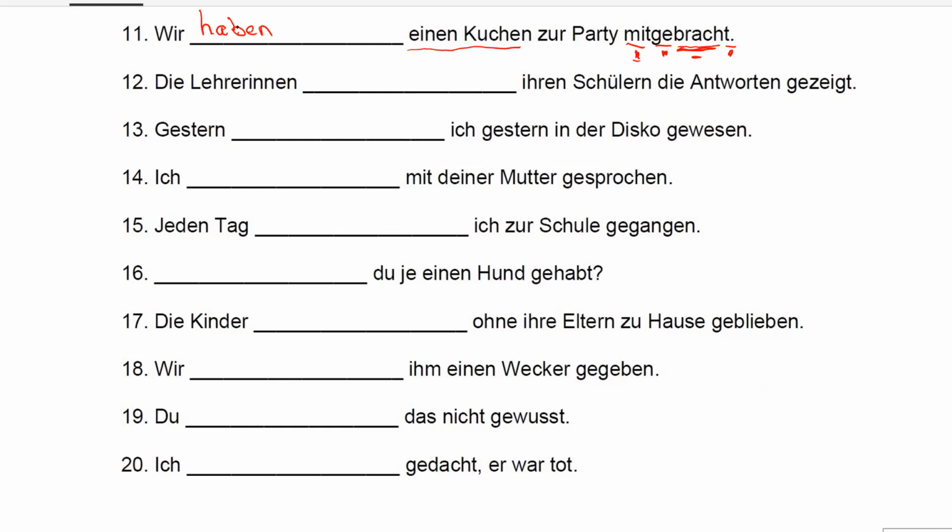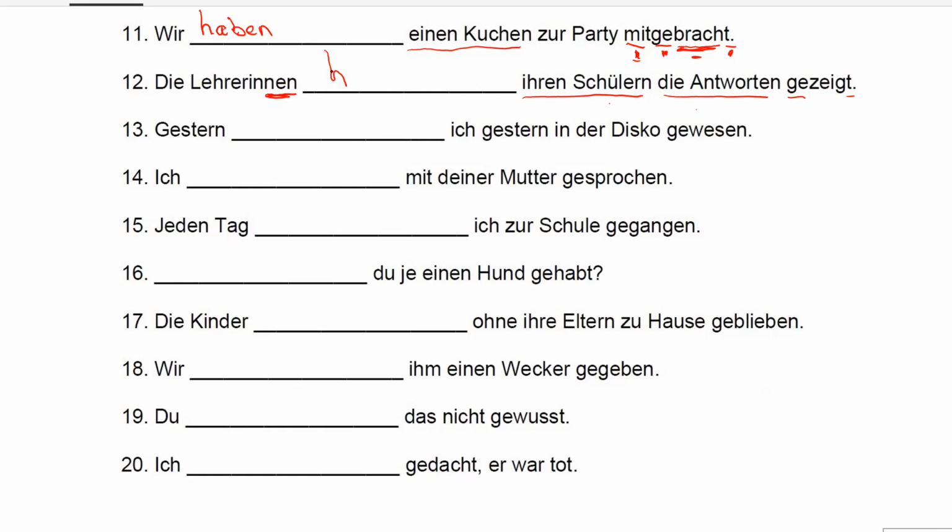In Nummer 12, we have die Lehrerinnen as our subject. Don't forget this N-E-N at the end here indicates that this is the plural version of female teacher. So this is plural female teachers. And the past participle we have here at the end is gezeigt. This is a regular verb. The verb zeigen is the original, the infinitive form of that verb, and it means to show. This one has both a direct object, die Antworten, and an indirect object, ihren Schülern. So the teachers are showing their students the answers. In this case, we again need a form of haben.